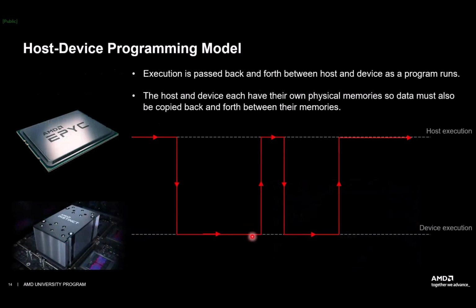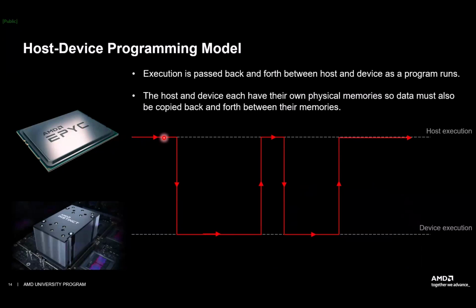This is sort of a cartoon view of the host device programming model that I mentioned. Having the separate physical memories, you need to be able to pass this data back and forth. So, for instance, if you're running on the host, right? This is your main processor that you're running on that drives the application. You allocate some memory, initialize those values, and then you want to perform calculations on those values on the GPU.